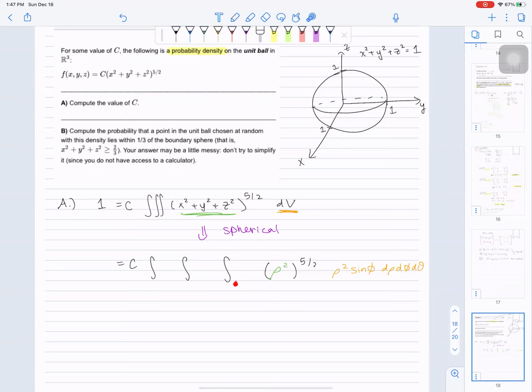What are my bounds going to be? Well, I have an entire sphere. So my bound for rho is going to be 0, because it starts at the center and I'm still in my region. What is the radius of my sphere? It's 1. So I go to 1. What is the greatest range of phi I have? It's 0 to pi because I have my entire sphere. And then theta, I have no limitations again, so it's 0 to 2 pi.